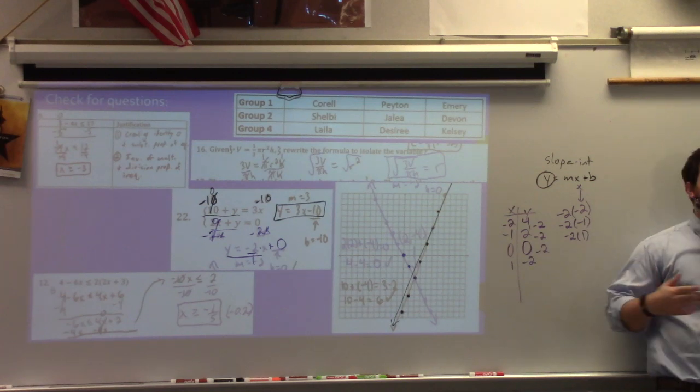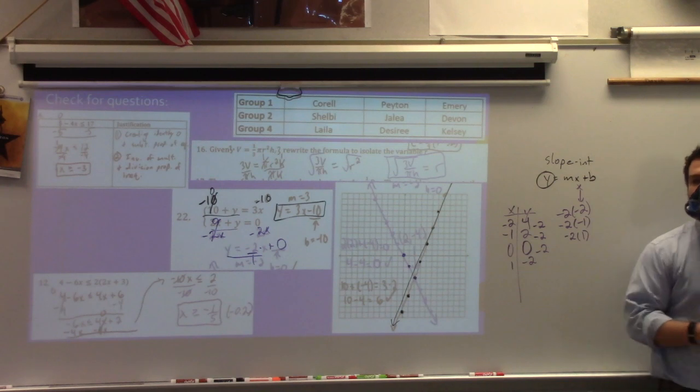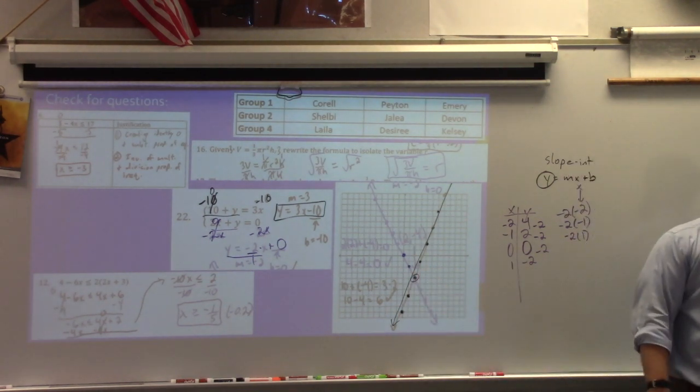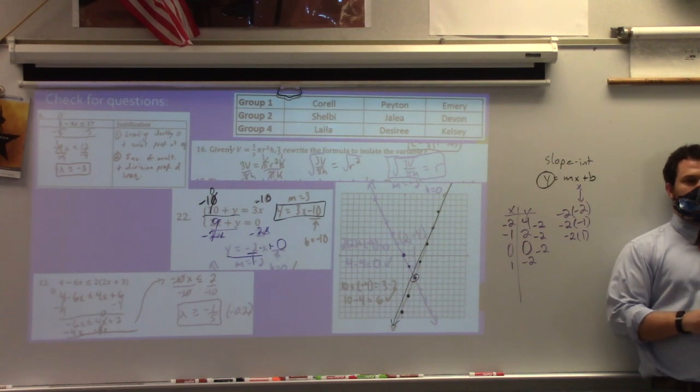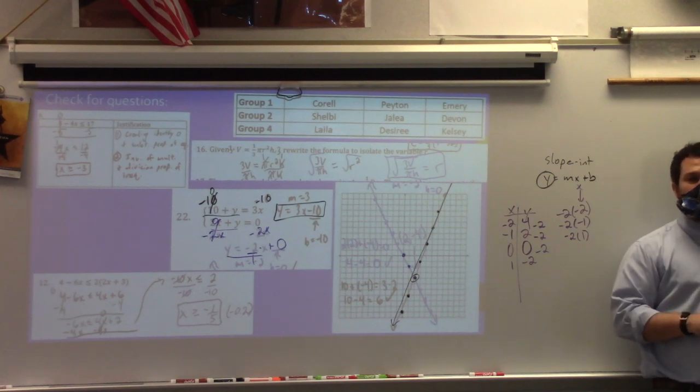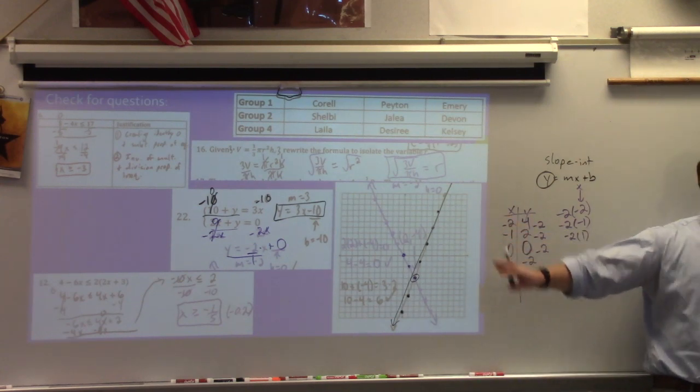Now, because every point on each line makes its respective equations true, why is this point special? That point's on both of them, right? So that one point makes both of the equations true. Is there any other point up here that makes both equations true?